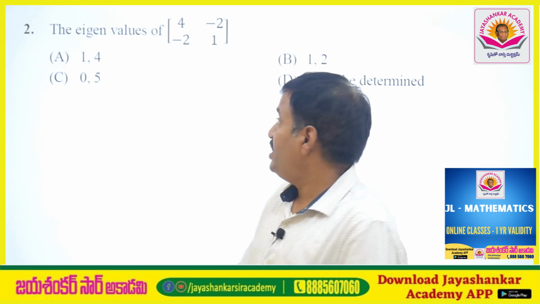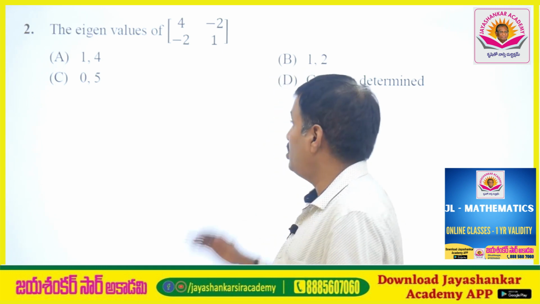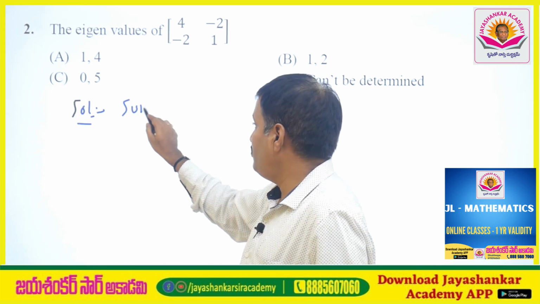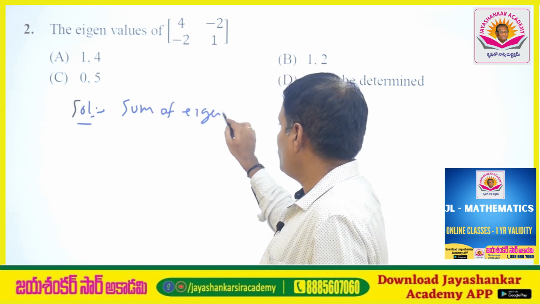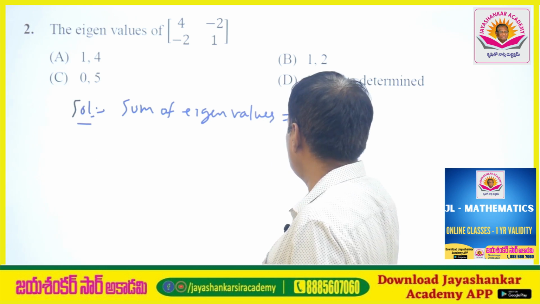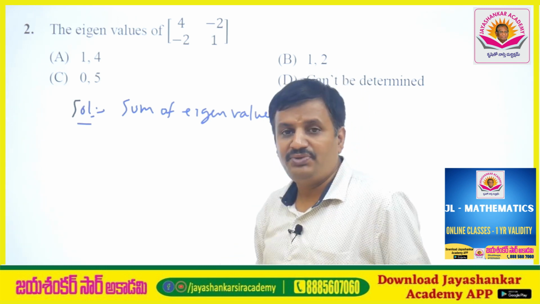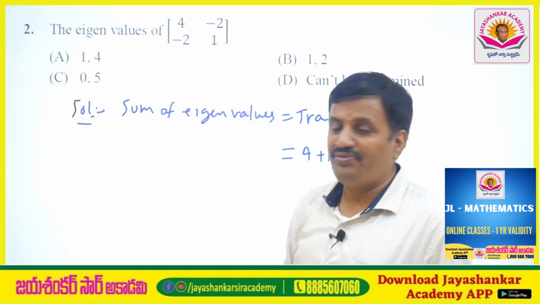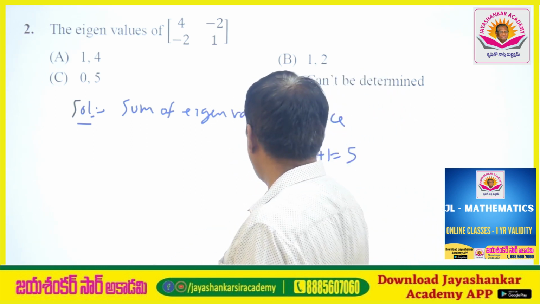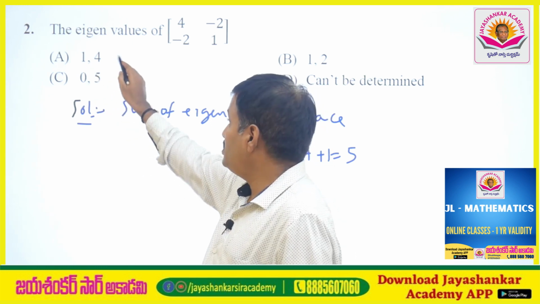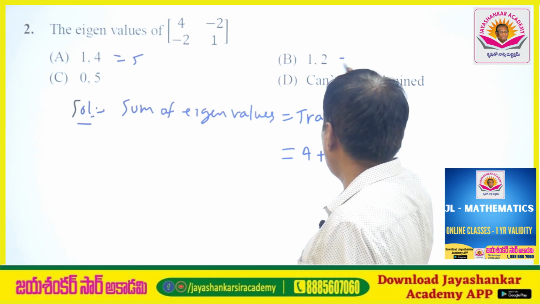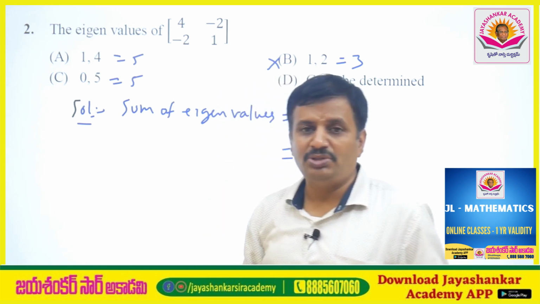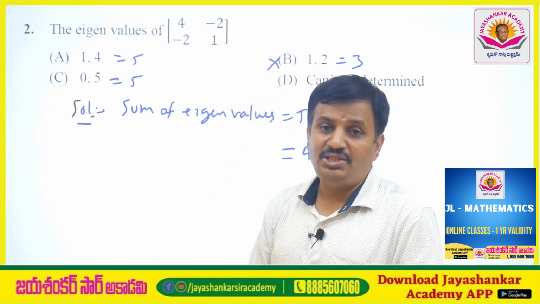Coming to our next question: the eigenvalues of the matrix 4, minus 2, minus 2, 1 are. Using the same property, the sum of eigenvalues is equal to the trace. The trace is 4 plus 1, which is 5. Option B, 1 plus 2 is 3, is wrong. Option C, 0 plus 5, is also 5. Options A and C both compete for the answer. Which is correct?